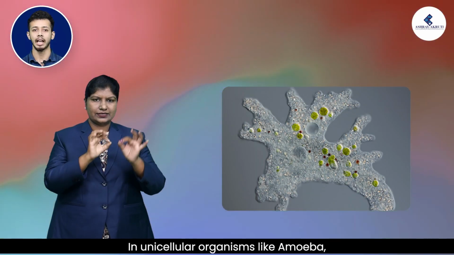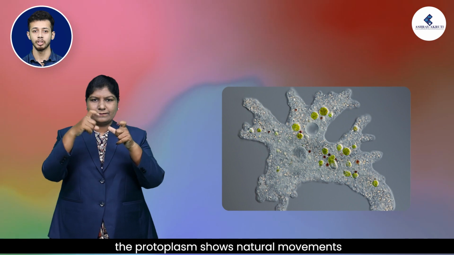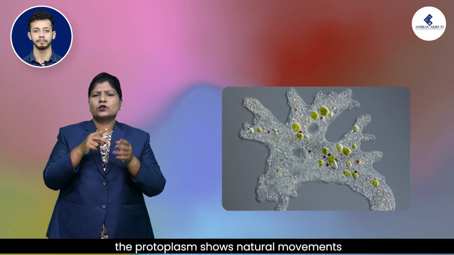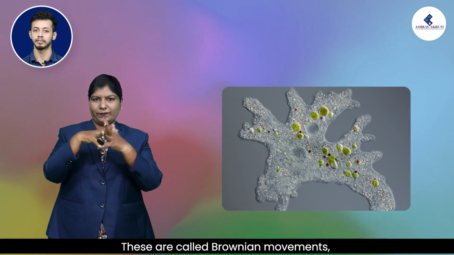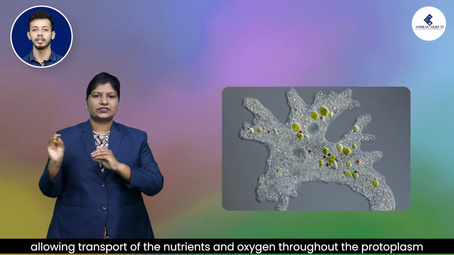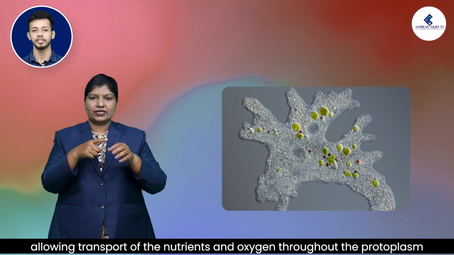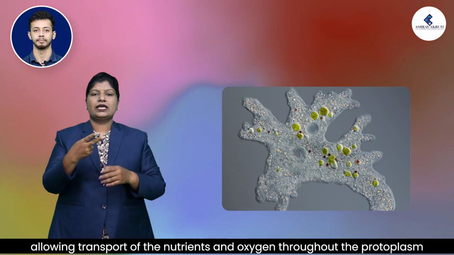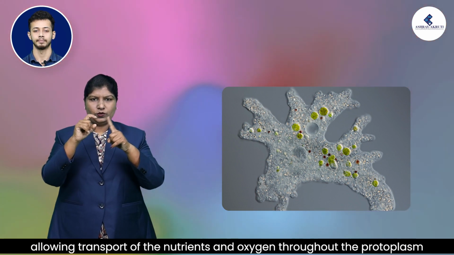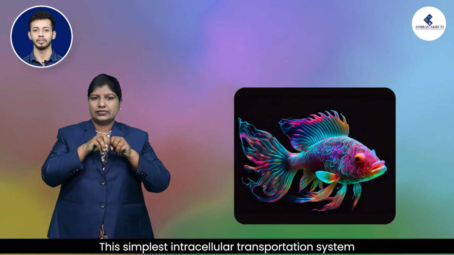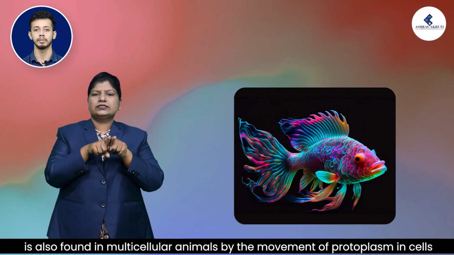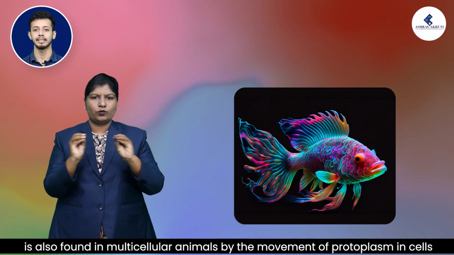Evolution of the transport system. In unicellular organisms like amoeba, the protoplasm shows natural movements. These are called Brownian movements, allowing transport of nutrients and oxygen throughout the protoplasm. The simplest intercellular transportation system is also found in multicellular animals by the movement of protoplasm in cells.